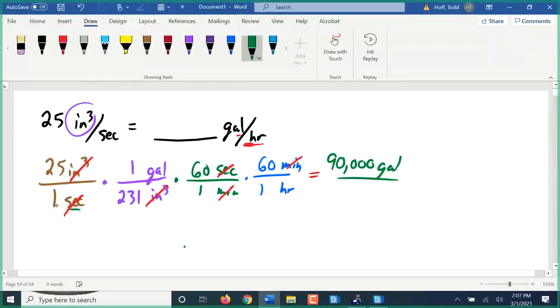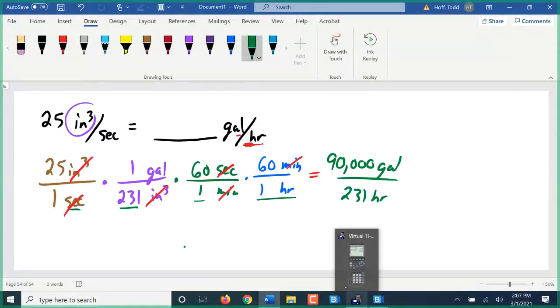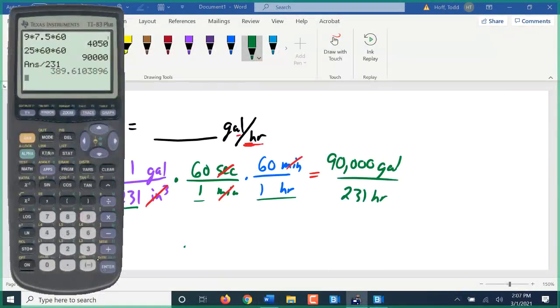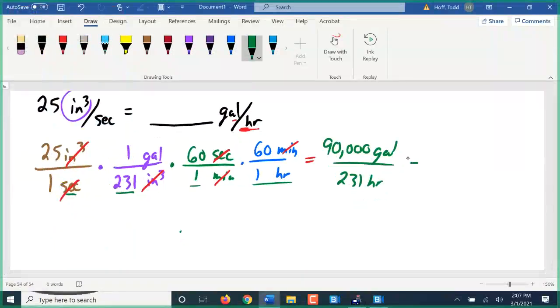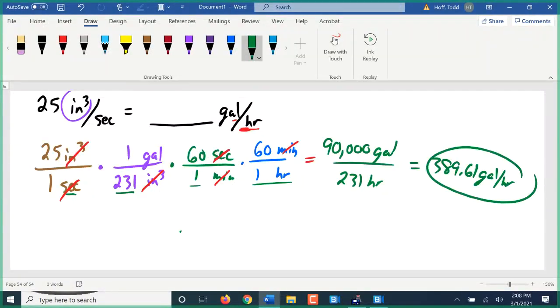Over on bottom, we've got 1 times 231 times 1 times 1 hour, so that's 231 hours. Take the 90,000 divided by 231, is 389.61 gallons per hour. Just under 400 gallons per hour.